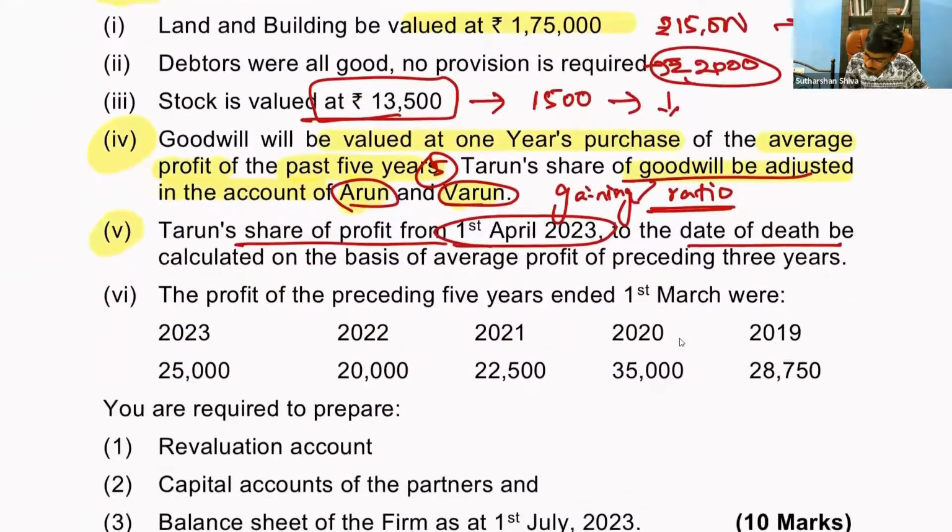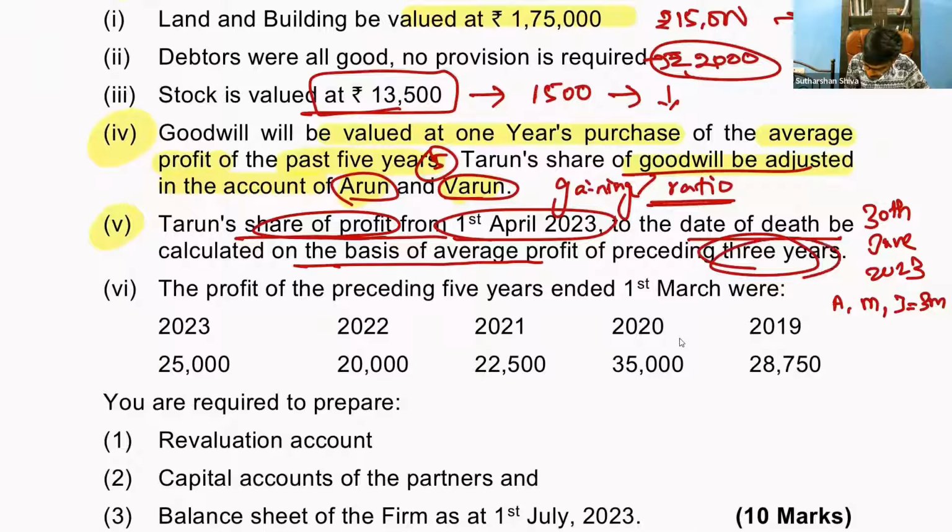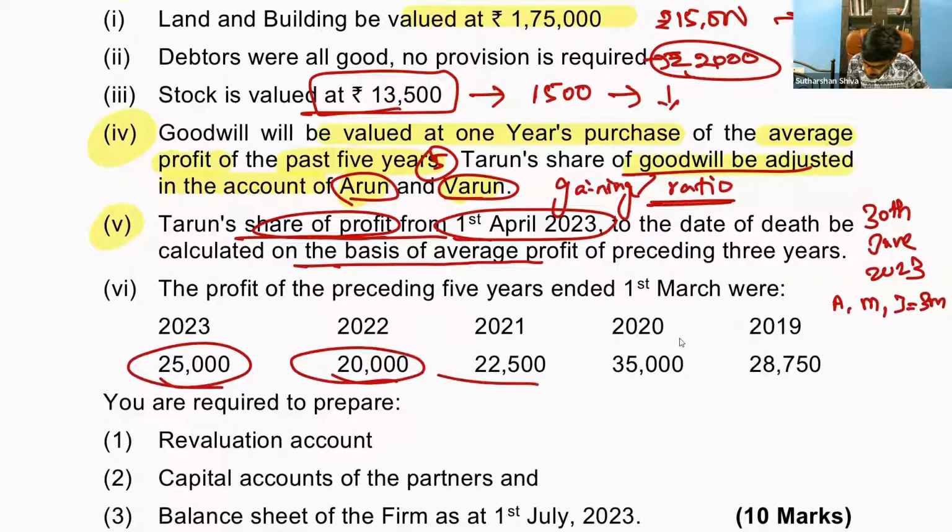June 23. How many months? April, May, June. 3 months. Tarun's share of profit for those 3 months is calculated on the basis of the average profit of the preceding 3 years only. So the preceding 3 years means 25,000, 20,000, 22,500. Add all these and divide by 3, into 3 by 12, and then I will get that share of profit.